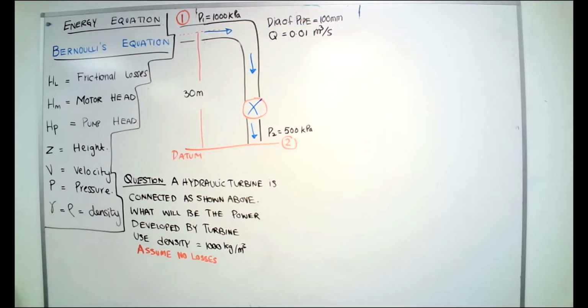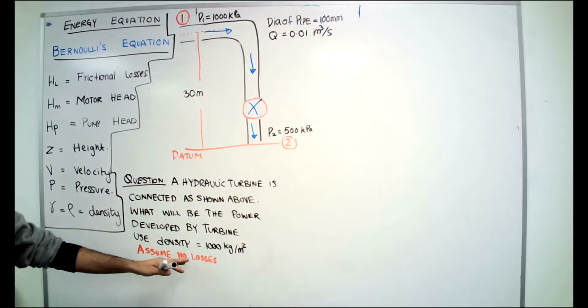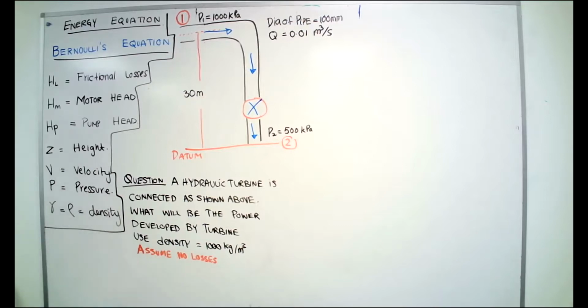We have to assume there's water flowing through the system. So we assume the density of the water as 1000 kilogram per meter cube. We also assume there are zero losses due to friction. We also make an assumption that the liquid water we are using, we cannot compress the water. Which means the equation of continuity A1 V1 equals A2 V2 applies, which also means Bernoulli's energy equation applies.